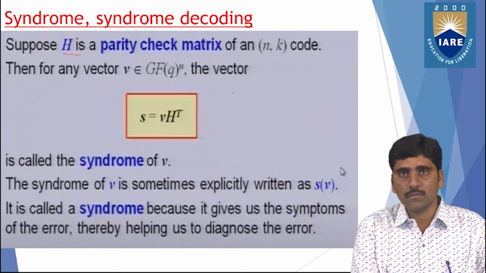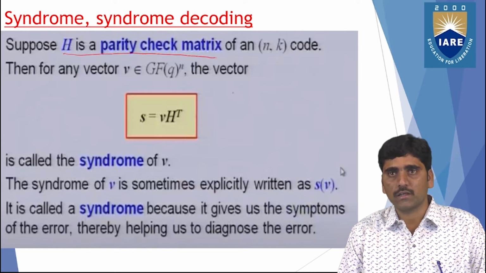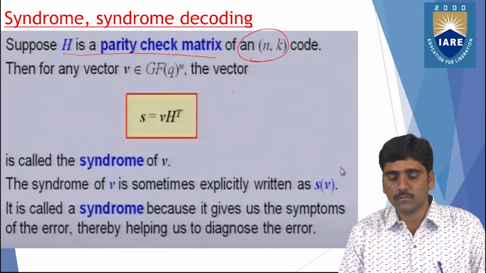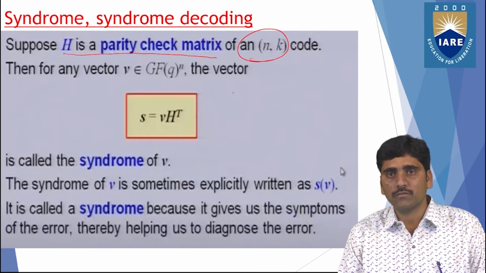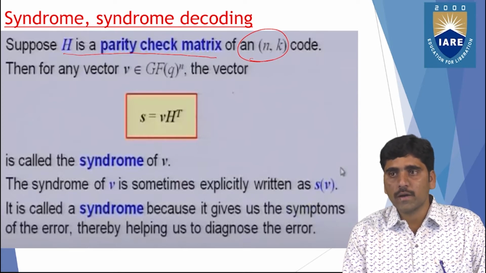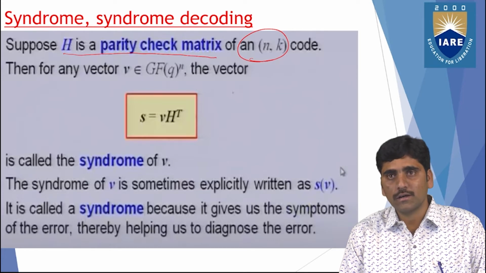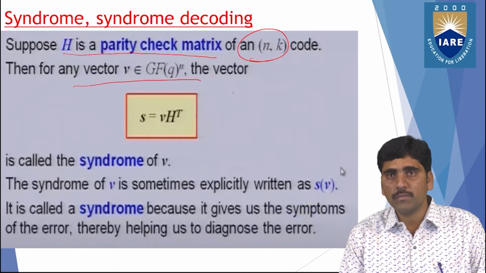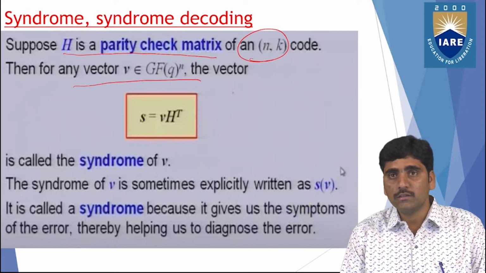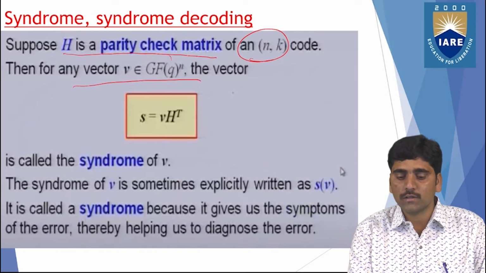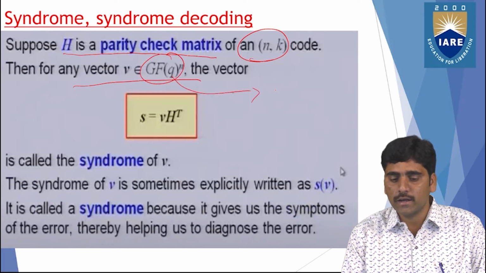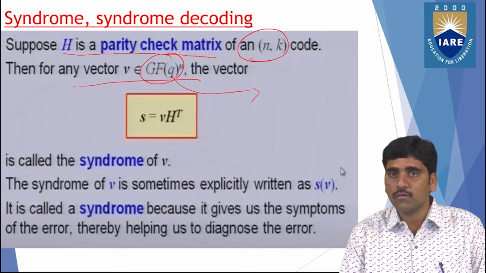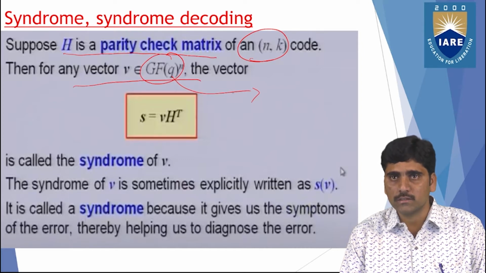Suppose H is a parity check matrix, which has n comma k rows and columns. A matrix always has a size of rows and columns, so here the parity check matrix has the size of an n comma k code. Then for any vector v belongs to GF of q power n, that is, the Galois field with q elements, in the vector.